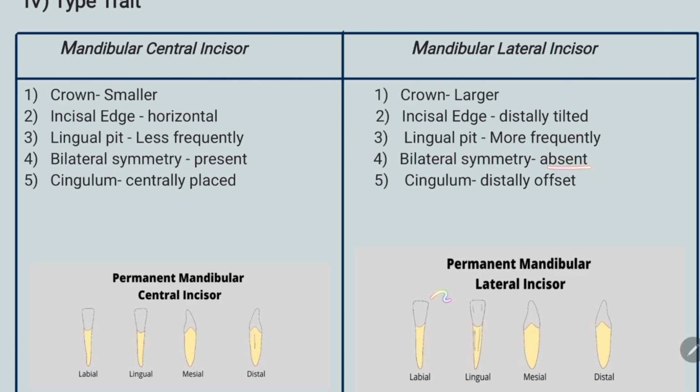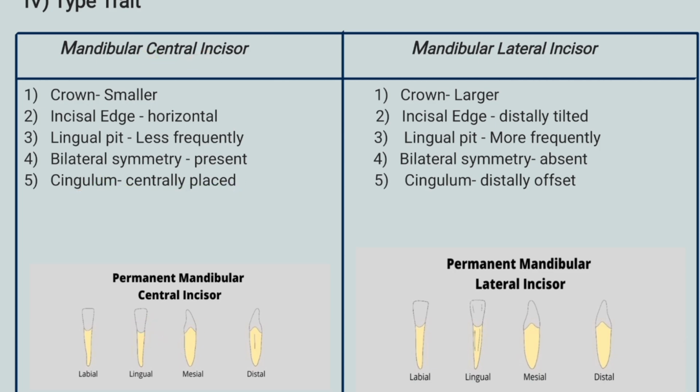There is an absence of bilateral symmetry in mandibular lateral incisor because of the distally tilted crown. While in mandibular central incisor, there is a presence of bilateral symmetry. In mandibular lateral incisor, the cingulum is distally offset, while in permanent mandibular central incisor, their cingulum is centrally placed.